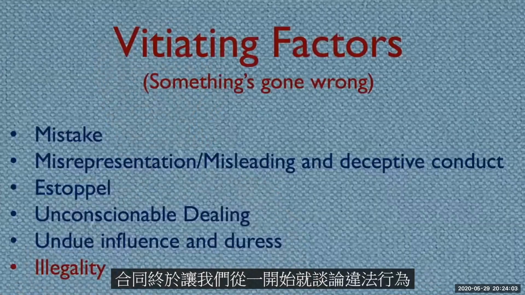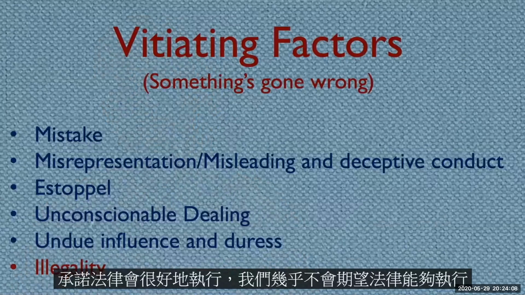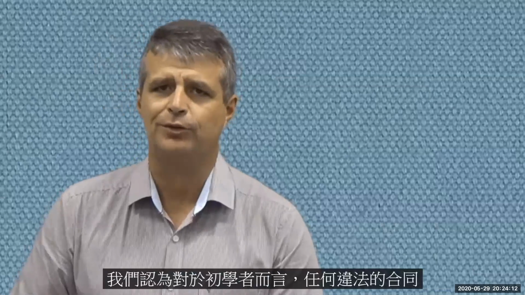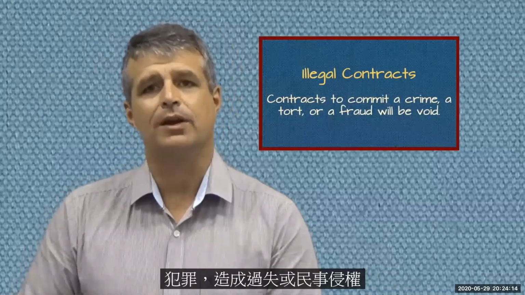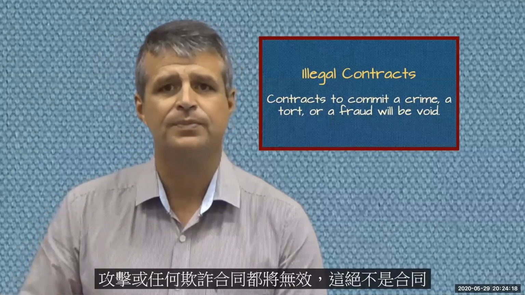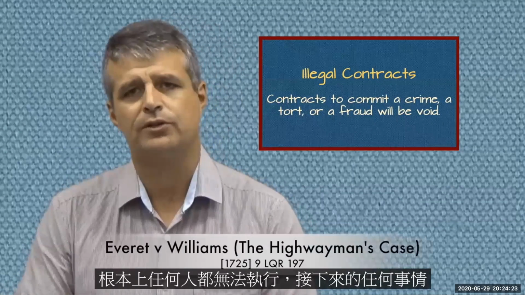Finally, let's talk about illegality. Right at the start of this presentation, I said that the unique thing about contracts is that they are promises which the law will enforce. But we hardly expect the law to enforce contracts which were illegal, would we? So for starters, any contract to commit a crime, commit a tort, which is something like negligence or civil assault, or any contract to commit a fraud, will be void. It's never a contract at all. It's not enforceable by anyone for anything.